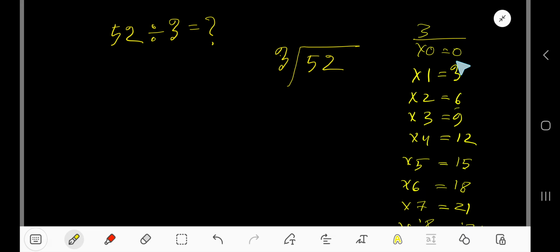To find the multiplication table of 3, just add 3 to the previous step. 0 plus 3, 3; 3 plus 3, 6; 6 plus 3, 9; 9 plus 3, 12; 12 plus 3, 15; 15 plus 3, 18; 18 plus 3, 21.